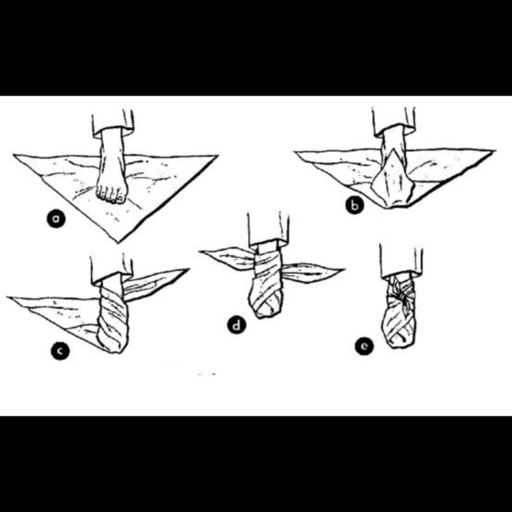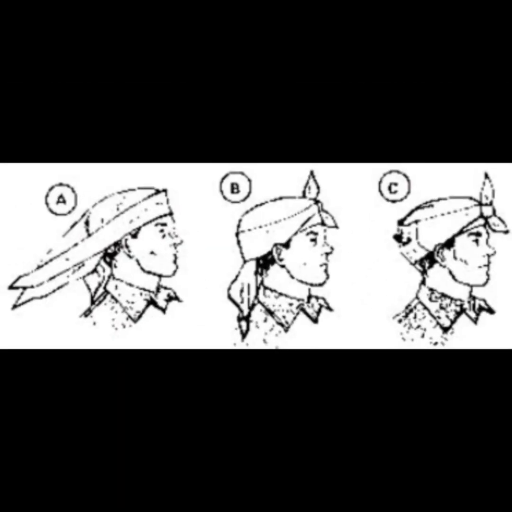Cross the ends on the top of the foot, take them around the ankle, and tie them at the front of the ankle. First head bandage. 1. Turn the base, the longest side of the bandage, up and center its base on the center of the forehead, letting the point, the apex, fall on the back of the neck.